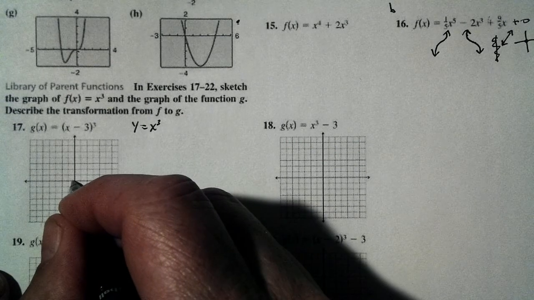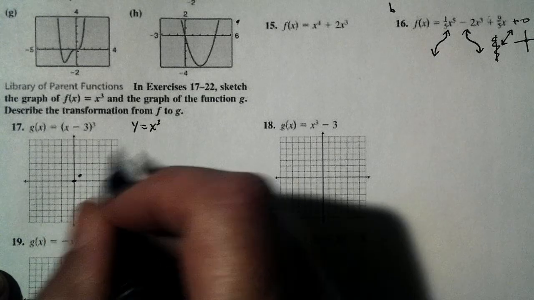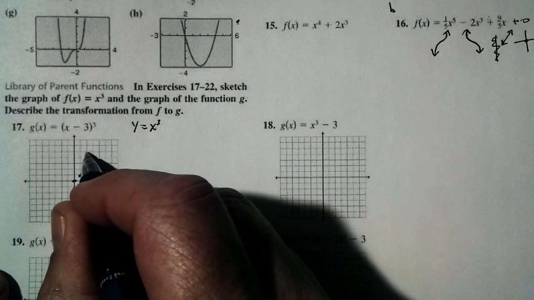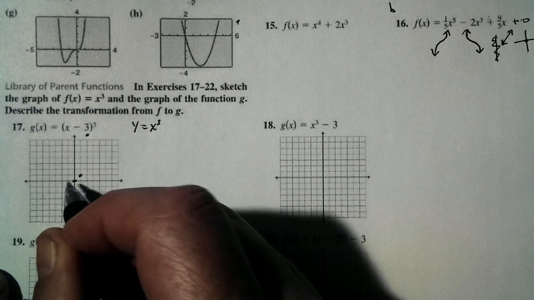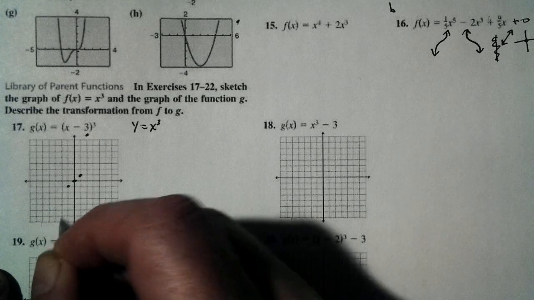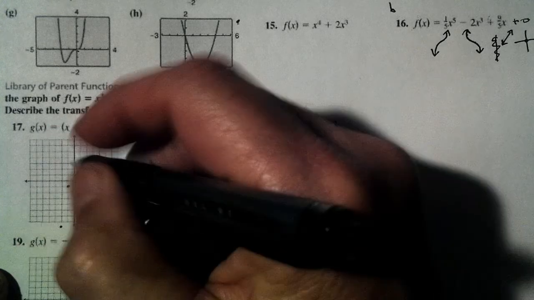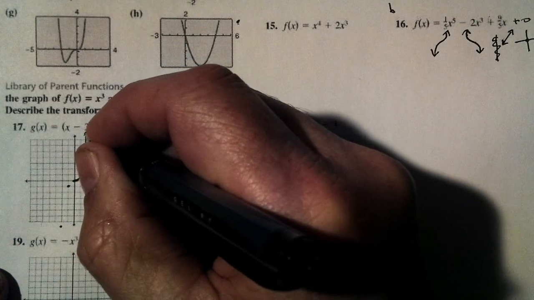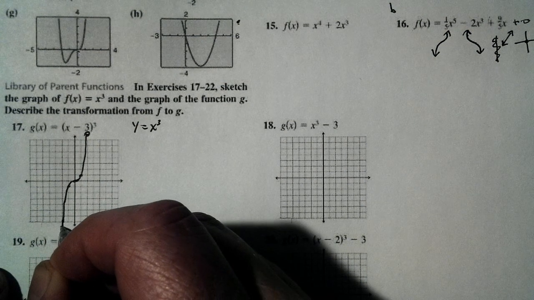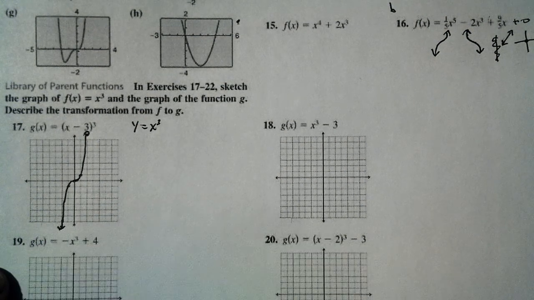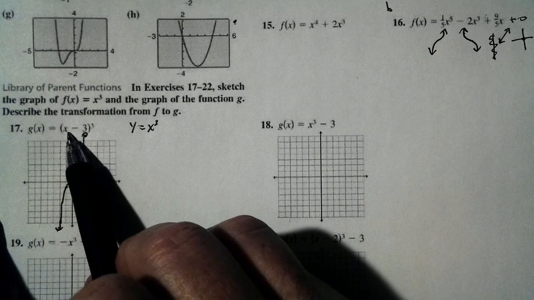Put in 0, get out 0. Put in 1, get out 1. Put in 2, get out 8. 1, 2, 3, 4, 5, 6, 7, 8. Off the graph. Put in negative 1, get out negative 1. Negative 2, get out negative 8. And as I said, this is completely flat momentarily. Completely flat momentarily. That actually becomes a pretty important concept in calculus. So that's x cubed.